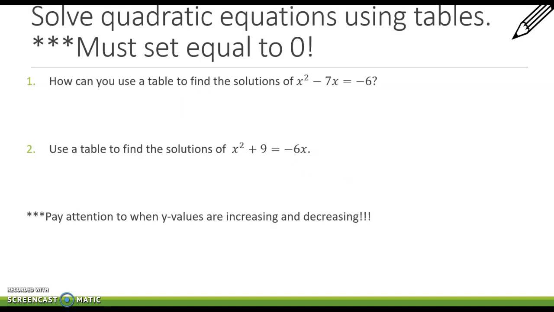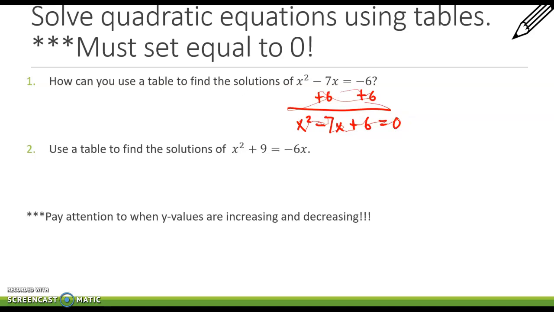Okay, the other type of solving quadratic equations: we've got the real world example, we have solving with a graph. We can also solve using the table feature of your calculator. Just like when we're solving equations with a graph, we still want these to be equal to 0. So we're going to add to both sides of this to make sure that it's equal to 0. And when we do that, we have x squared minus 7x plus 6 equals 0.